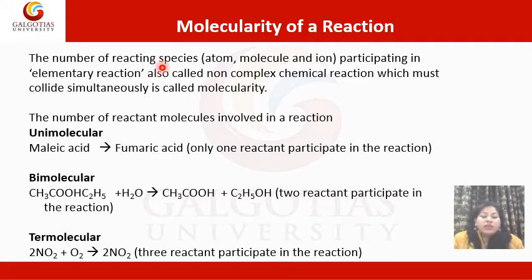For example, the number of reactant molecules involved in the reaction, that is unimolecular, means only one of the reactants participates in the reaction. We give the example, malic acid converting into fumaric acid. Why is it called bimolecular? Because two reactants are responsible for the formation of product. Trimolecular means three reactants are participating in this reaction.